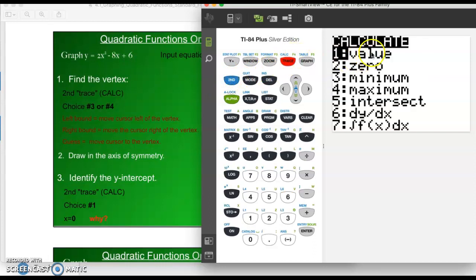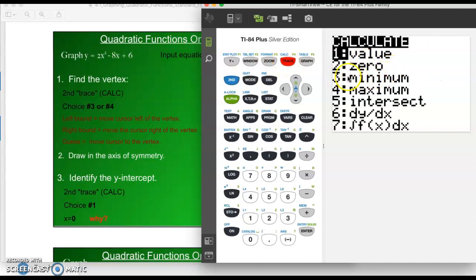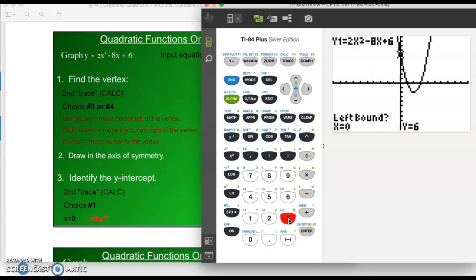Now if you look at my graph, it's number 3 or 4. The vertex is either a minimum or a maximum. So if I go back to my graph and take a look at it, you see how this is the lowest point of the graph, it will be the vertex. So that means second trace, I'm going to go for a minimum. So I'm going to choose option 3. So you can arrow down to 3, or you can simply push enter, or you can simply push the number 3.